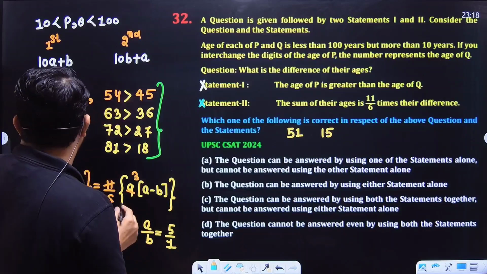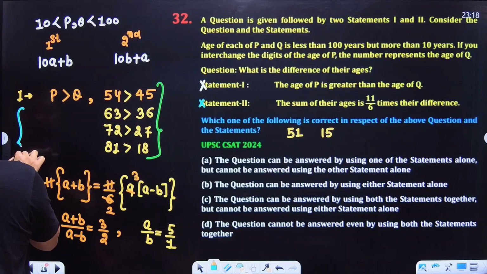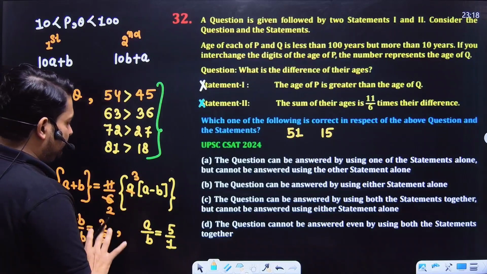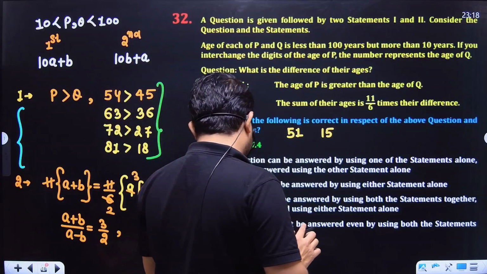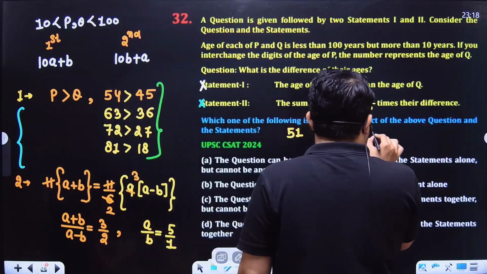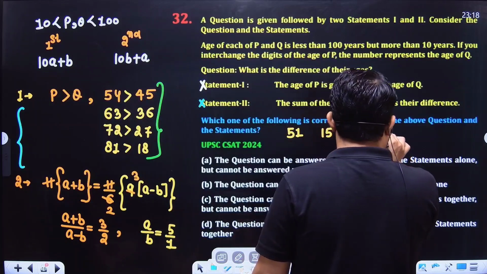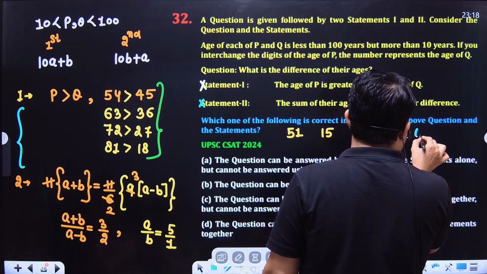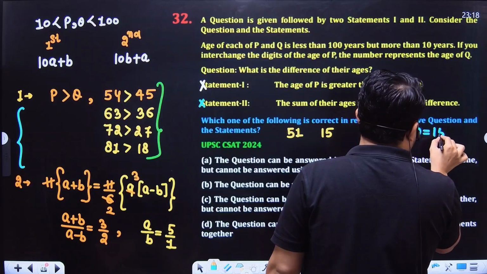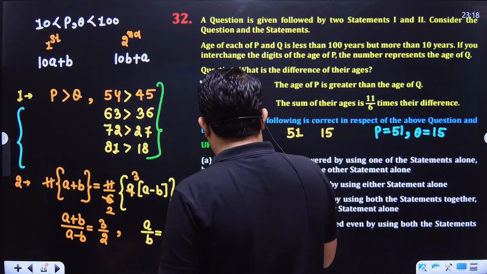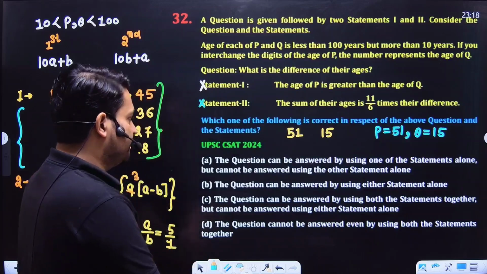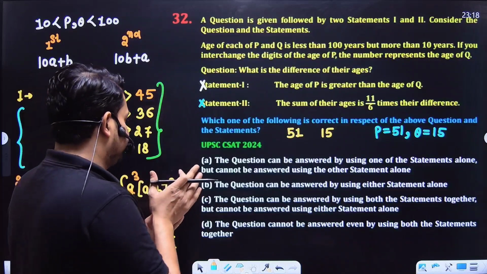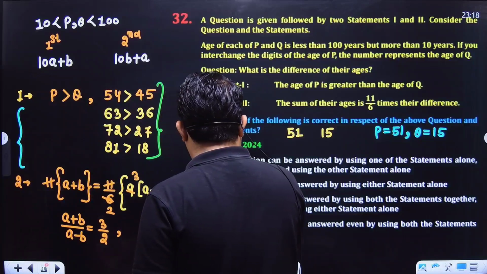If I combine both statements, the first statement says that P is greater than Q. It means that P is equal to 51, because 51 is greater than 15, and Q is equal to 15. The age of Q is 15. So the question can be answered using both statements together, but cannot be answered using either statement alone. So option C will be the correct answer. Next.